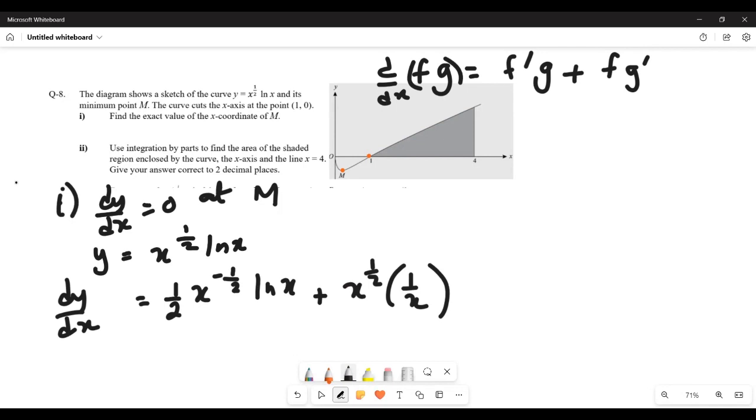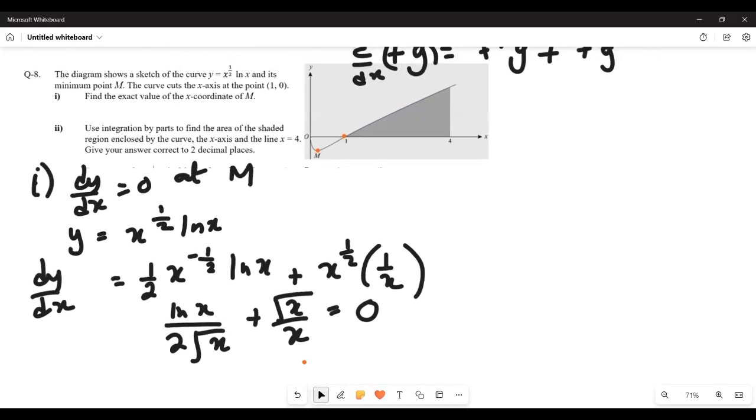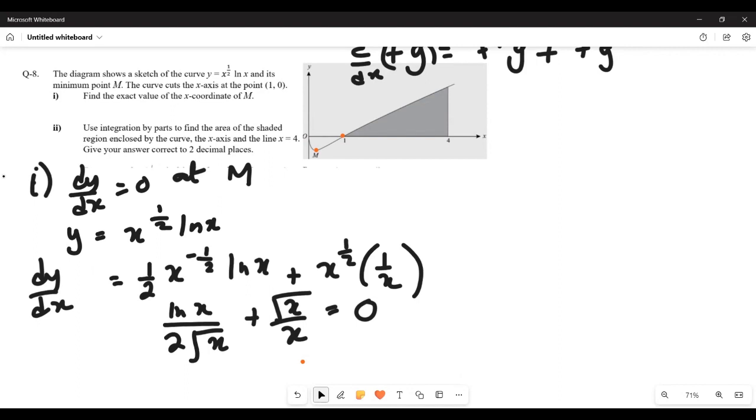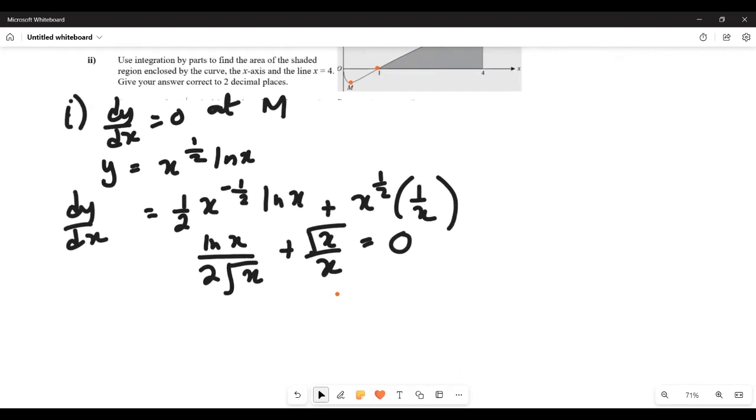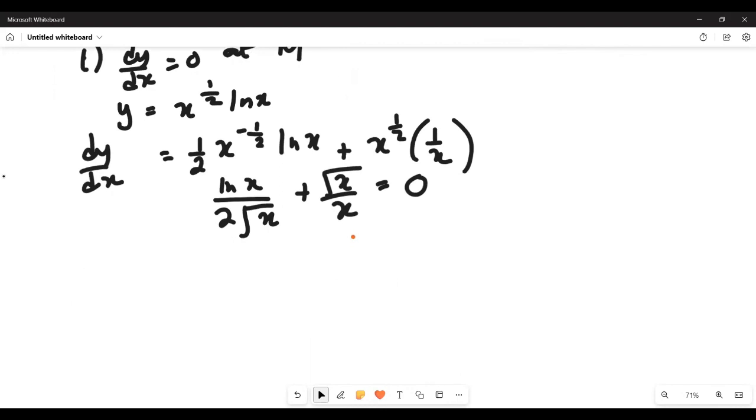So this gives us ln x over 2 square root of x, because when x power minus half goes down it becomes x power half, which is square root of x. Then plus square root of x upon x, and equate it to 0. We have to find the exact value of the x coordinate of M, so find x from here. What can we do? Let's take the LCM, which is going to be 2x square root of x.